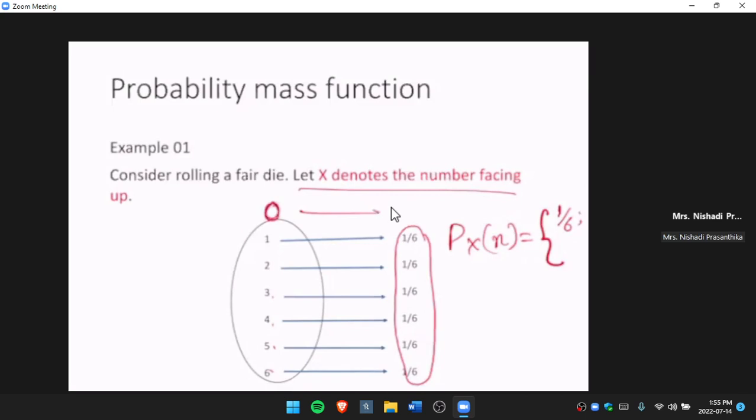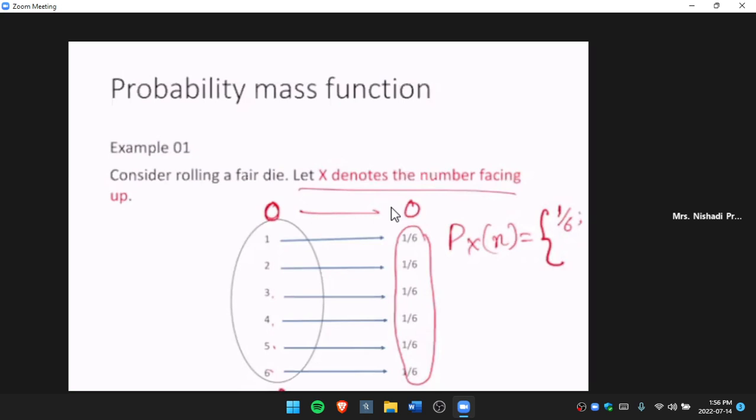Take the number 0. What is the probability of getting 0 if we roll a fair die? Probability is 0 because we cannot get number 0. The die usually has 6 sides numbered from 1 to 6. Therefore, there's no probability of getting number 0. So if you ask to find the probability of getting number 7, that is again 0.